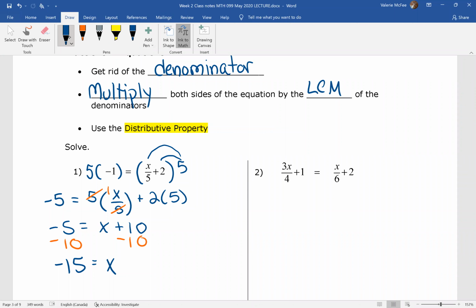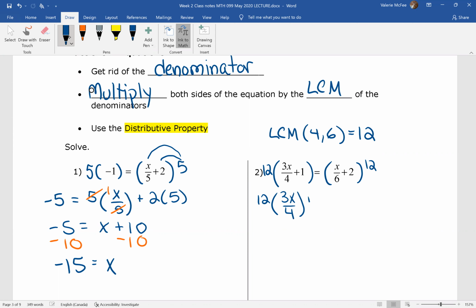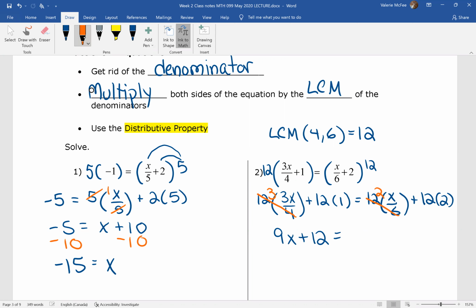Question 2, I have 2 denominators, so I have to think about the lowest common multiple of 4 and 6. I hope you know that it's 12. We're going to multiply each side of the equation by 12. That means I need to use the distributive property. The 12 has to multiply every term in this equation. We see here that 12 divided by 4 is 3. That leaves us with 9x plus 12 on the left side. 12 divided by 6 is 2. On the right side, we have 2x plus 24.